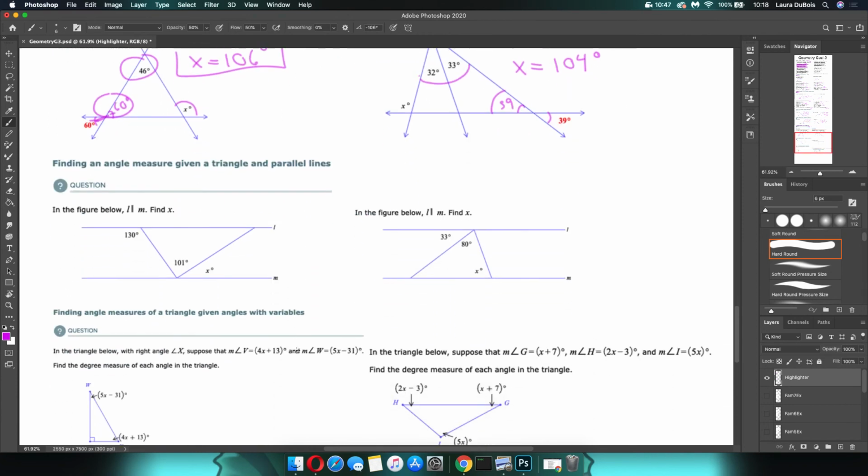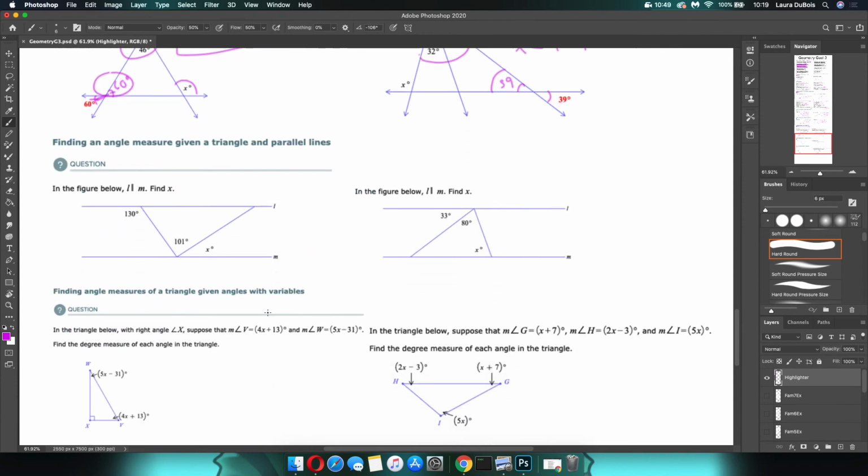So next up, let's take it a little bit further. Let's see here, find the measure of x. Okay, let's see. This is, again, you're labeling your diagrams.